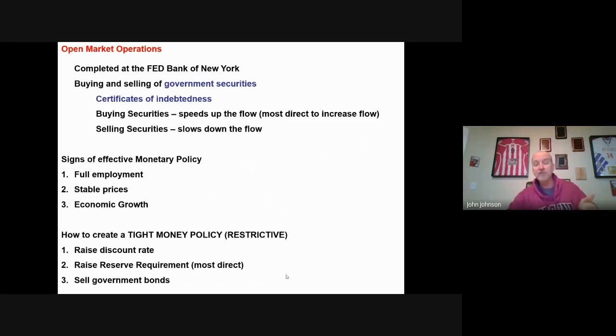So raise the discount rate. We all understand the higher the interest rate, the more it costs us to pay off. Raise the reserve requirement related to fractional banking, probably the most direct way, or sell government bonds. And it's probably something that they do just as maybe they forecast inflation down the road, and let's just slow it down a little bit. So that's very slow moving.